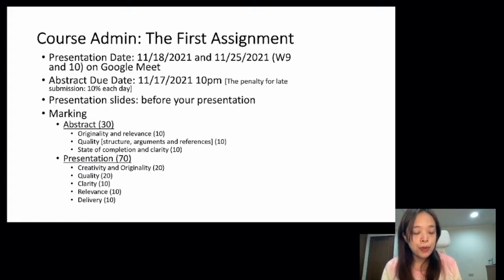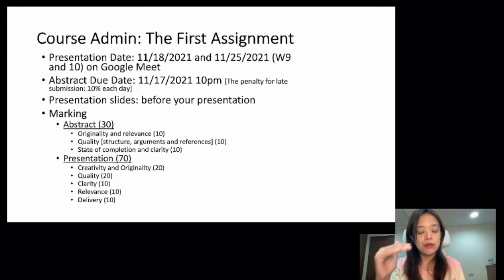As for how I will be marking your abstract and presentation, the abstract is worth 30 points and the presentation 70, so 100 in total. I will be marking with this particular structure and these criteria. For the abstract, I will be looking for originality and relevance, quality, as well as state of completion and clarity. For the presentation, I will be looking for creativity and originality, quality, clarity, relevance, and delivery.